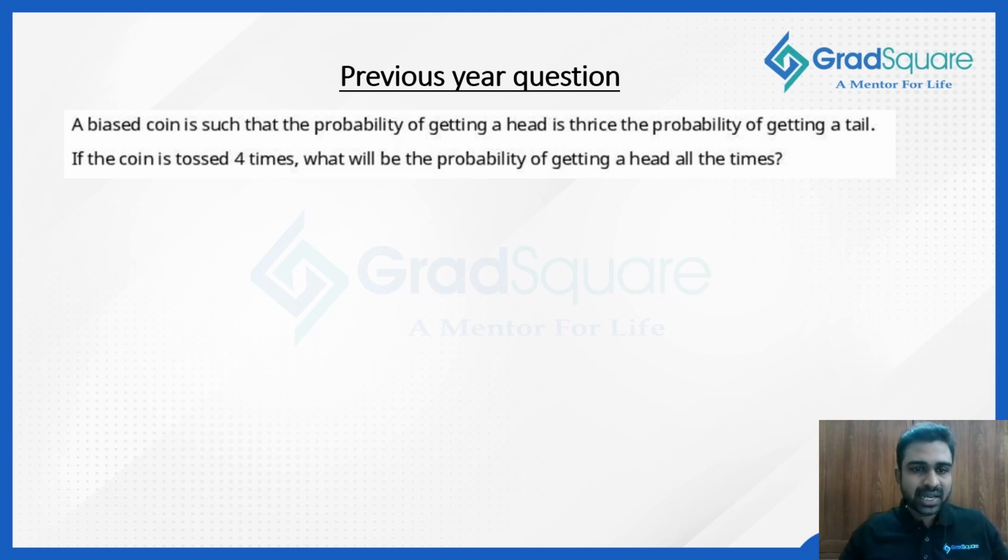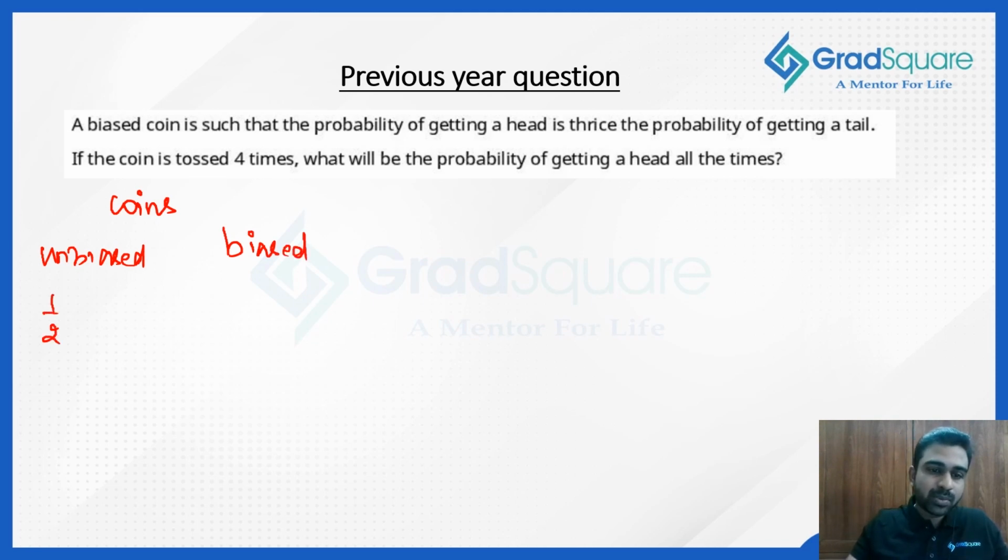Here a biased coin is such that the probability of getting head is thrice the probability of getting a tail. If the coin is tossed 4 times, what will be the probability of getting head all the times is the question. So when you are talking about coins, there can be 2 possible cases. One, it is unbiased, the next will be biased. So unbiased, the probability will be equally distributed. So the probability of head will be 1 by 2 and the probability of tail will also be 1 by 2. Whereas for biased coins, the probability conditions will be given.